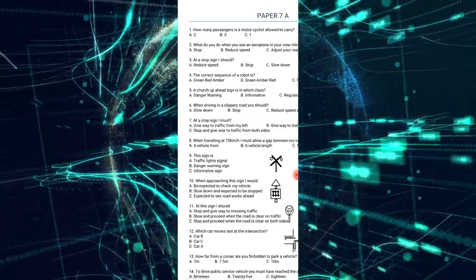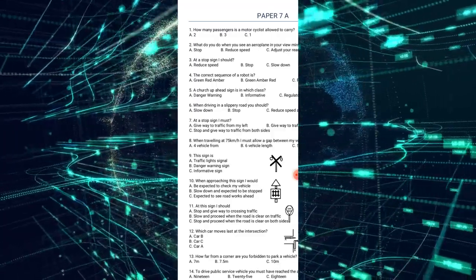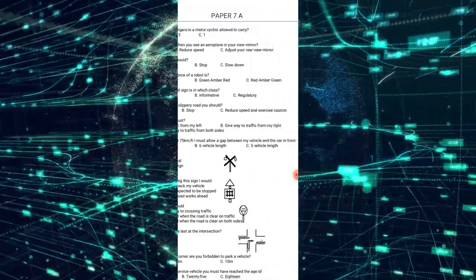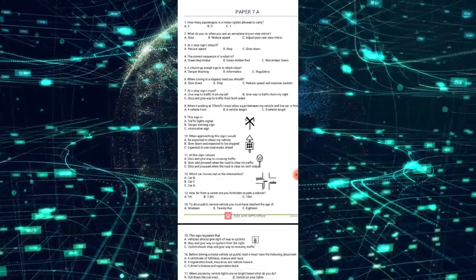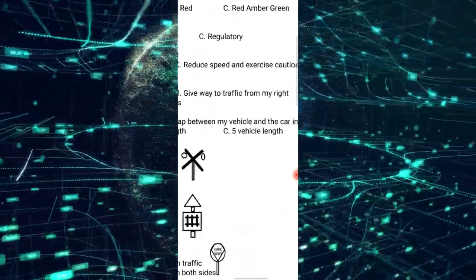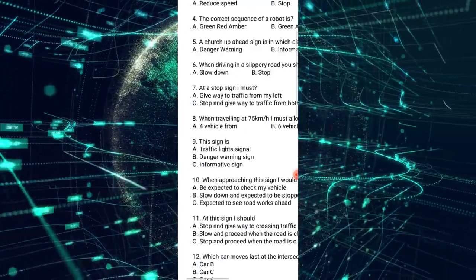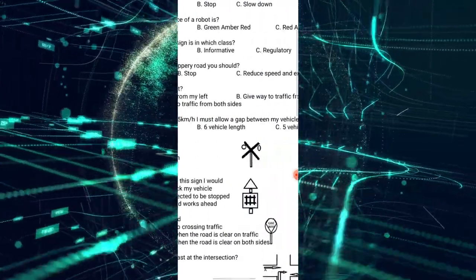In a slippery road, what do you do? A, slow down. B, stop. C, reduce speed and exercise caution. Now when you're driving in a slippery road, what you should do is reduce speed and exercise caution. So number 6 is what? It's C. The answer is C.